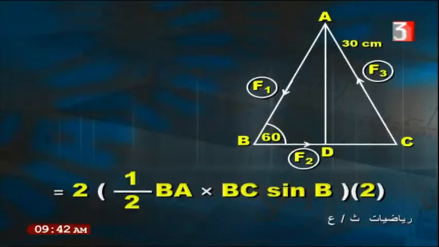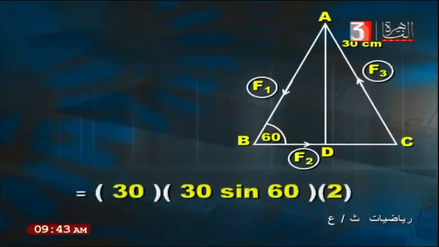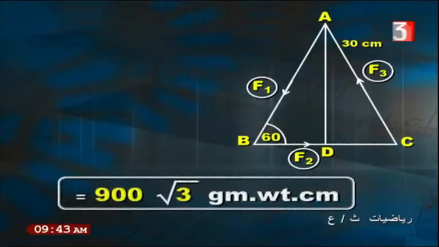Why? Because the couple, which is represented by 3 forces in the same cyclic order, has a moment equal to twice the area of the triangle multiplied by K. What is K? The constant ratio. Therefore, my dear student, by substitution for BA and BC, each one equals what? 30 and sine 60. Therefore, the moment is 900 root 3 gram weight centimeter.